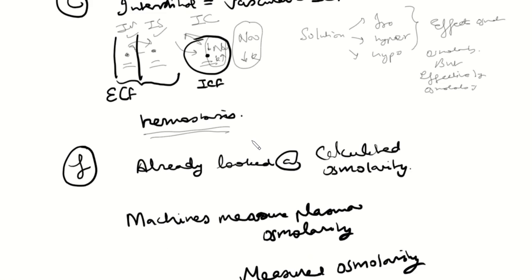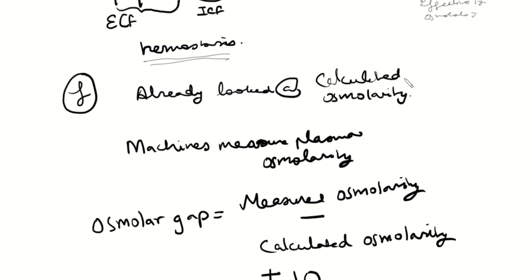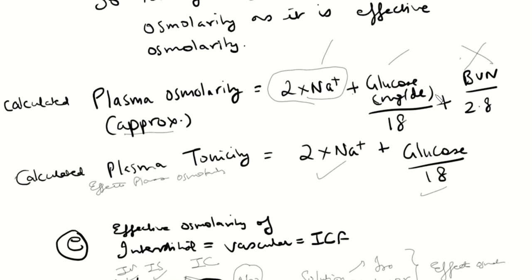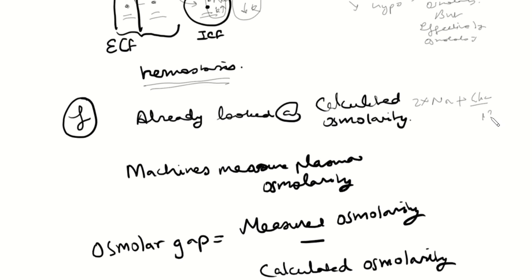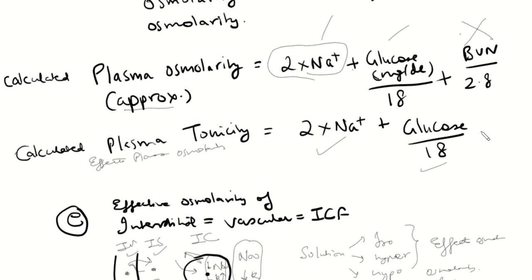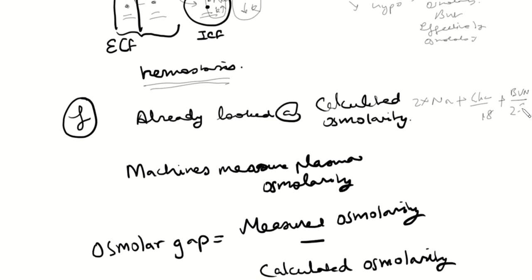Okay. Now, we already looked at how to calculate the osmolarity of the plasma. Remember, 2 times sodium plus glucose divided by 18, plus blood urea nitrogen divided by 2.8. Excellent. We're doing really, really well. Now, do we have machines that can measure the osmolarity of the blood? The answer is yes.